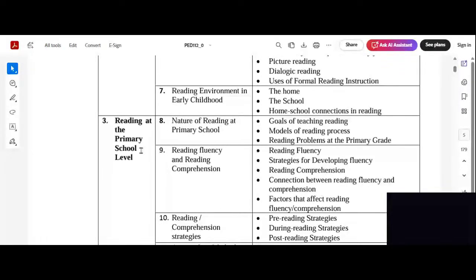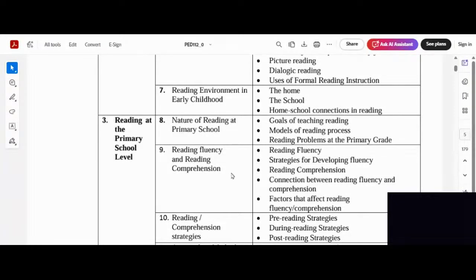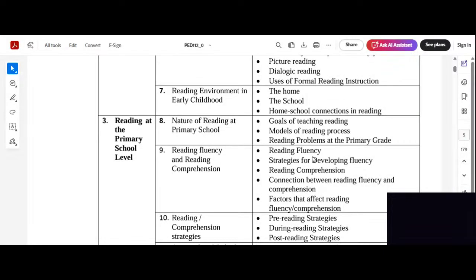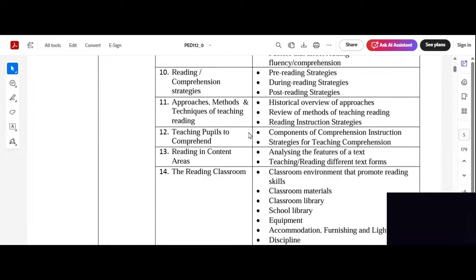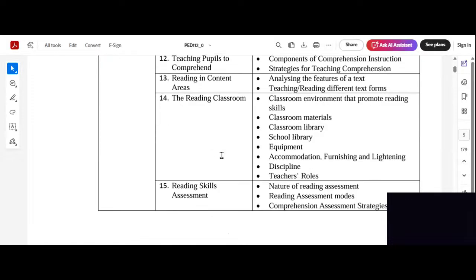We also talk about nature of reading at primary school, reading fluency and reading comprehension. And then under that, we'll be looking at the goals of teaching reading, models of reading processes, and reading problems at the primary grade, and also reading fluency, strategies for developing fluency, reading comprehension, connection between reading fluency and comprehension, factors that affect reading fluency and comprehension, and so on and so forth. There's quite a lot of things to do in this course.